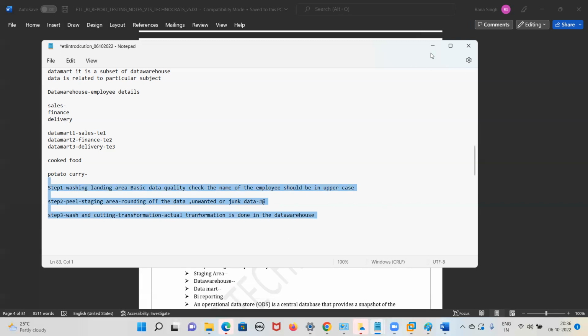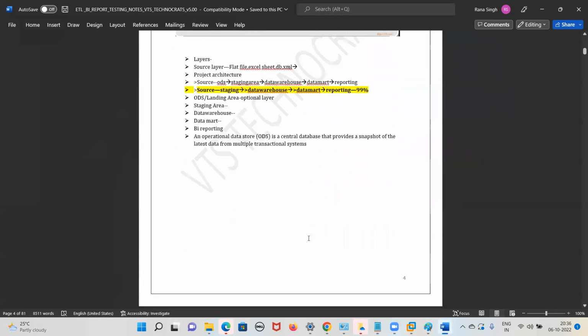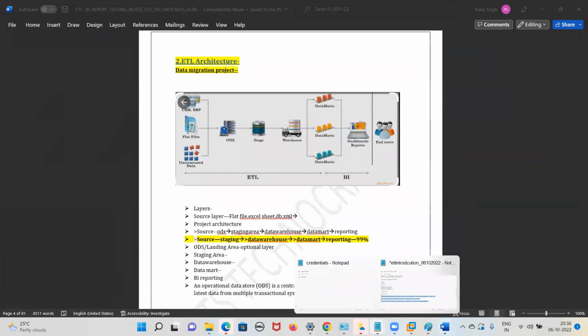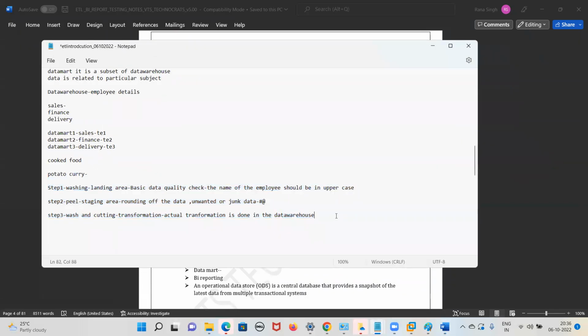Yes, sir. So let us see here, guys. This is the architecture. Any project, anywhere, first they will ask what the architecture is. To explain the architecture, remember that 99% of companies use this particular architecture. From source, data moves to staging. From staging, data moves to data warehouse. From data warehouse, data moves to data mart. From data mart, data moves to BI report.